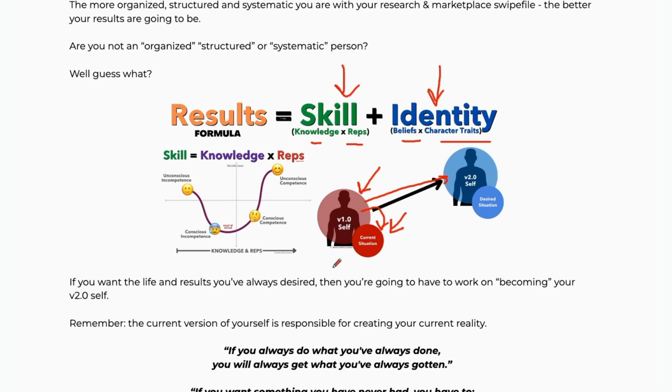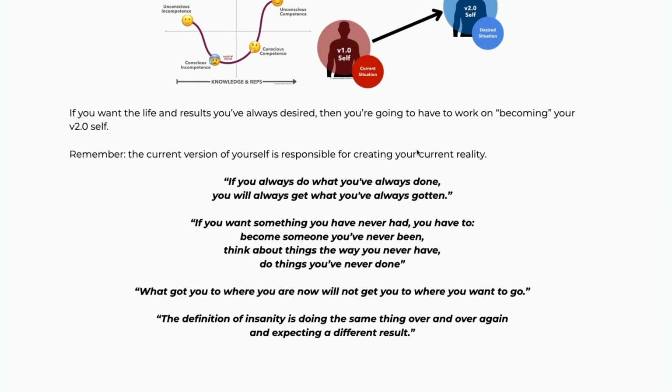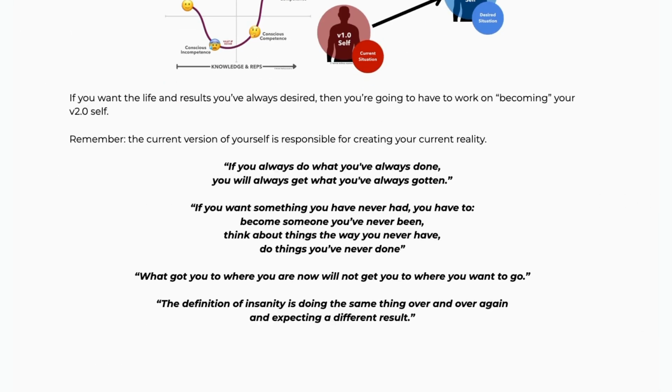And so if you want the results and life that you desire, then you're going to have to work on becoming your version 2.0 self. Because just remember, your current version of yourself is responsible for creating your current reality. And of course, we have all of these amazing quotes that we've talked about so many times in the past. If you always do what you've always done, you will always get what you've always gotten. The definition of insanity is doing the same thing over and over and over again and expecting a different result.